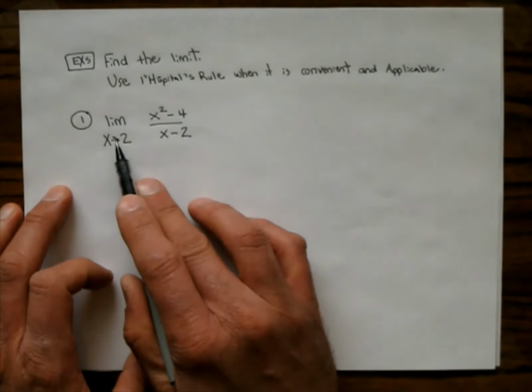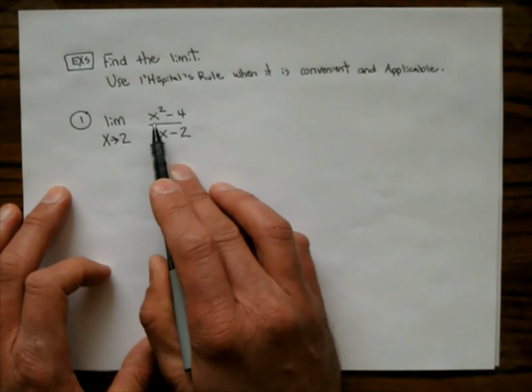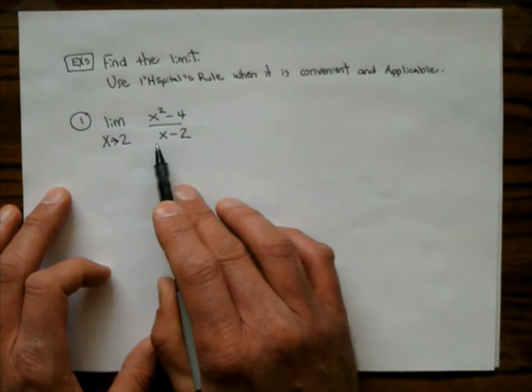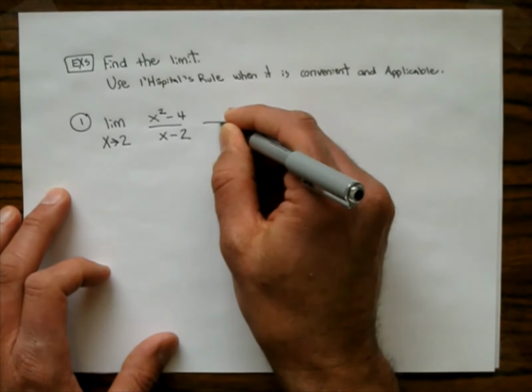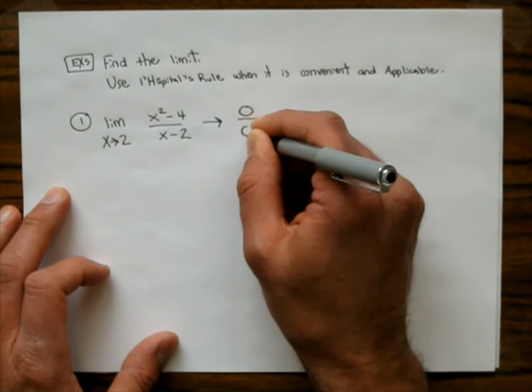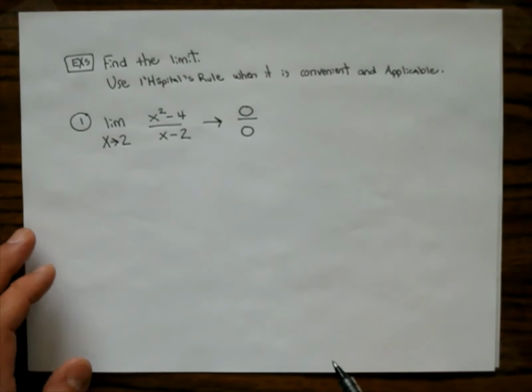Whenever we get a limit, we like to plug the number into x to see what we would get. On the top we get 4 minus 4, which is 0. On the bottom we get 0. So this thing goes to 0 over 0. So this is a great problem to do L'Hopital's rule on.